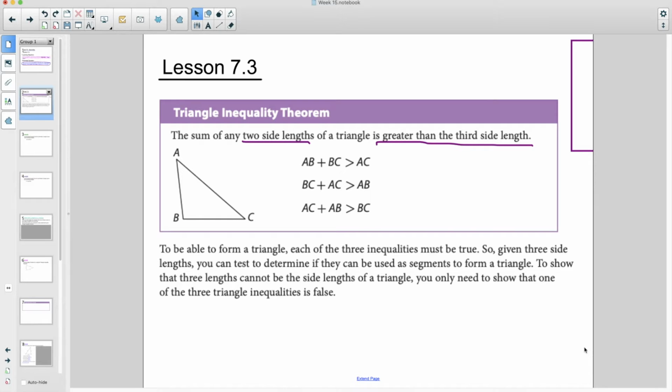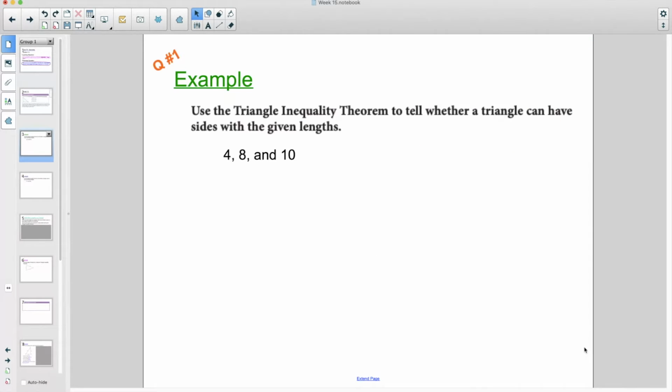All right, so we're going to practice a couple examples with this first, and then we're going to talk about some other relationships between the side lengths and angle measures of a triangle. Okay, so our first example, this is very similar to question number 1 on your summative for this week. So we're going to use the triangle inequality theorem to tell whether a triangle can have the sides with the given lengths. So we have three lengths here.